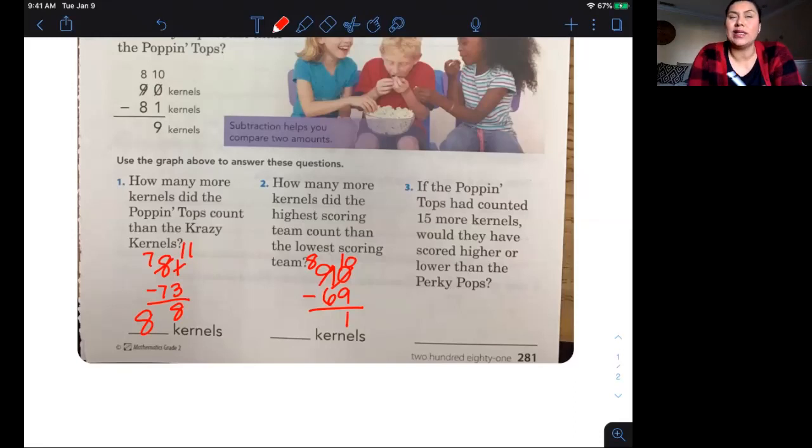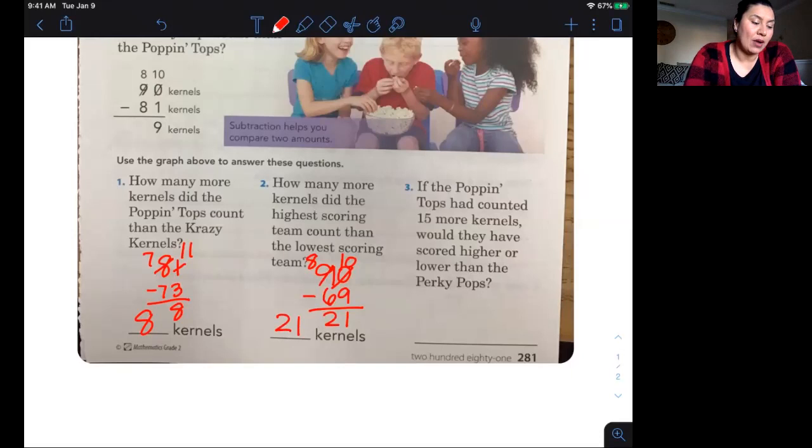And 8 take away 6. So think of 8, count back 6. 8, 7, 6, 5, 4, 3, 2. What's the number I said? 2. So how many kernels? There was a difference of 21 kernels from the lowest to the highest. Let's go to the number 3.